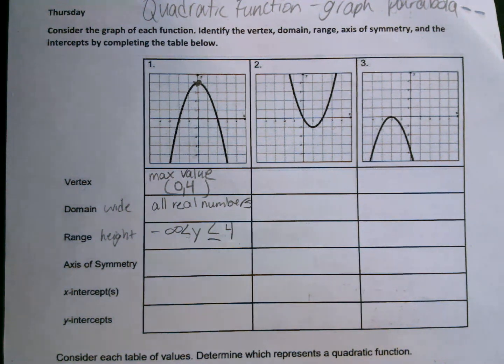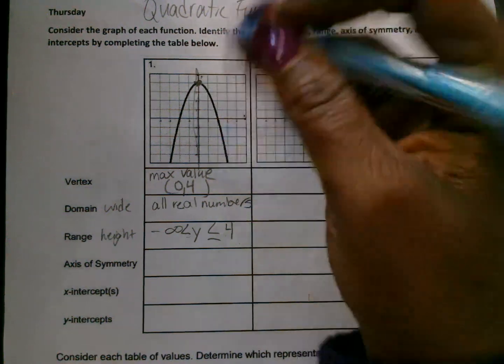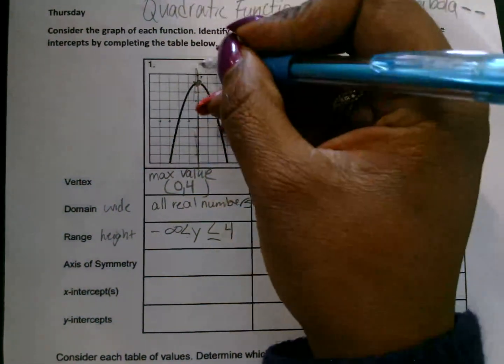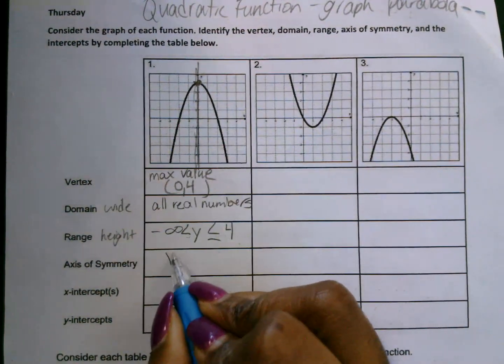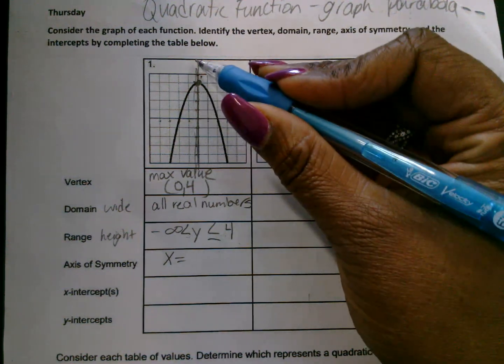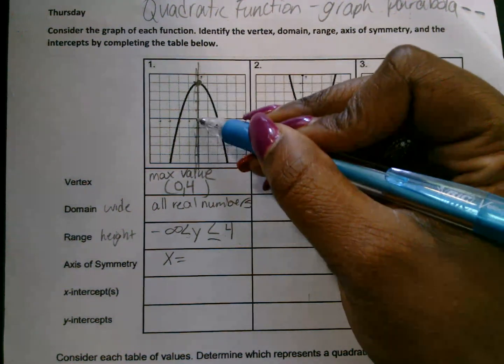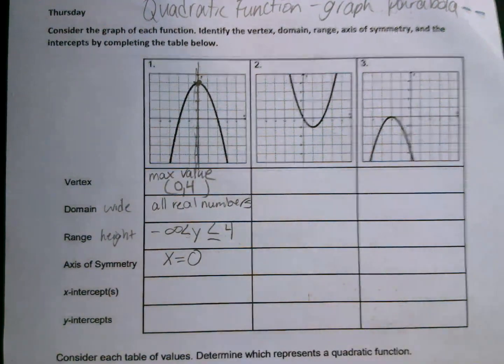The axis of symmetry is that invisible line that cuts the parabola in half. This invisible line that cuts the parabola in half is always going to be a vertical line, so it's always going to be x is equal to. What line is this on the x-axis? 0. So the axis of symmetry is x is equal to 0.